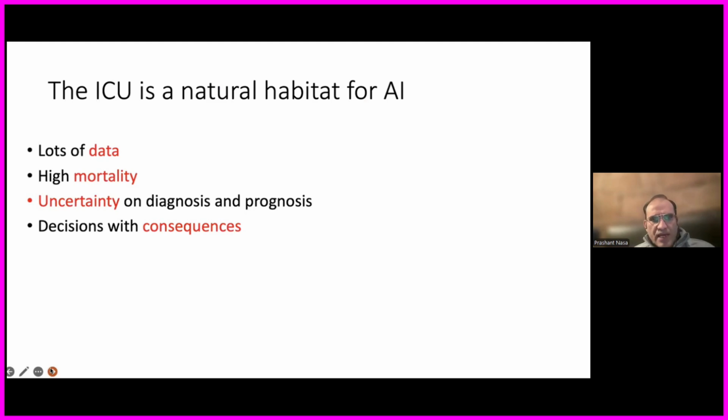Why about ICU? Why should we be using more AI in ICU? We know ICU is a natural habitat. Why so? Because there is a lot of complex data which we deal with on a day-to-day basis. And we deal with patients who are critically ill, with higher morbidity or mortality. Every day in the intensive care unit adds to the cost. And finally, the decisions which we take on behalf of these patients, or in the management of these patients, have a lot of consequences which add to the morbidity and mortality.